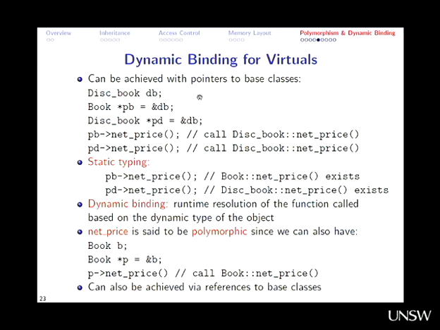So let's go slowly through it. We have a discounted book object. Statically, the static type of pointer PB is a book, and the static type of PD is a discounted book. However, at runtime, they're dynamically bound to this discounted book object in memory, and therefore for the call to PB's net price, it doesn't matter if it's the pointer to book or the pointer to discounted book, it always calls the discounted book function for net price.